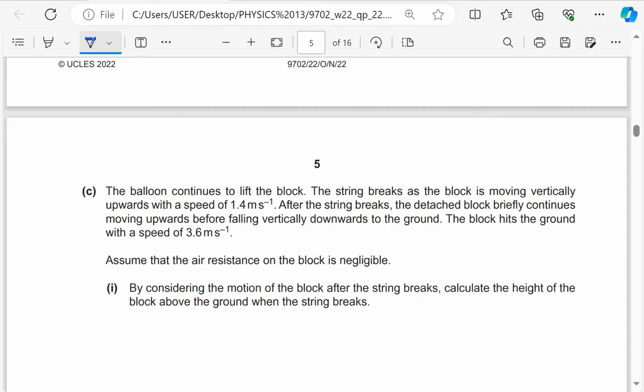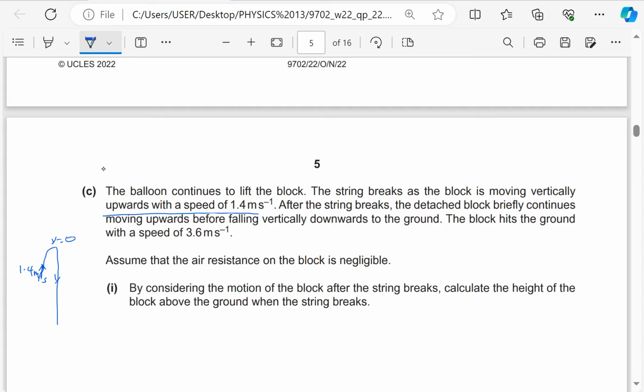The balloon continues to lift the block. The string breaks as the block is moving vertically upwards with a speed of 1.4 meters per second. So that means it may first continue slightly vertically upwards, then it falls downwards. After the string breaks, the detached block briefly continues upwards. Of course, here it reaches a velocity of 0 before falling vertically downwards.